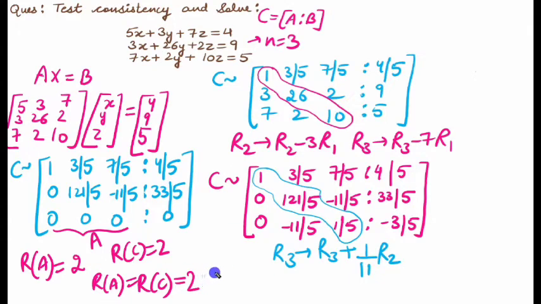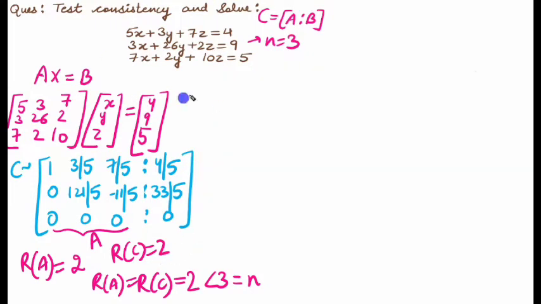Rank of A and rank of C are less than 3. यानी कि rank of A and rank of C are less than the number of unknowns. This means कि the system is consistent but it is having infinitely many solutions. So the system is having infinitely many solutions जिन्हें हमें find out करना है.